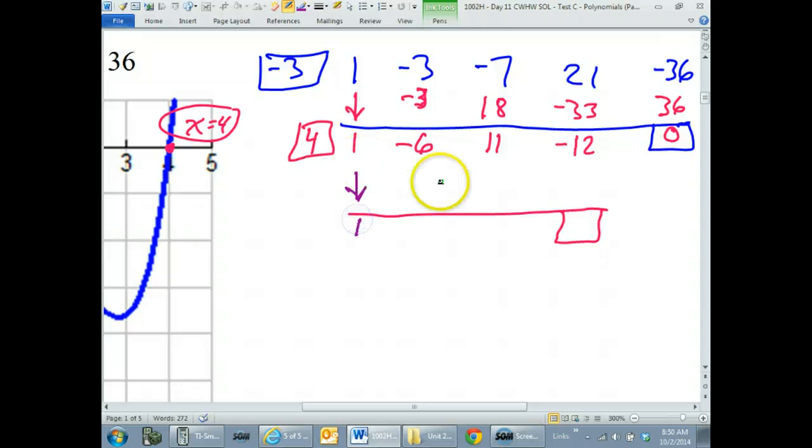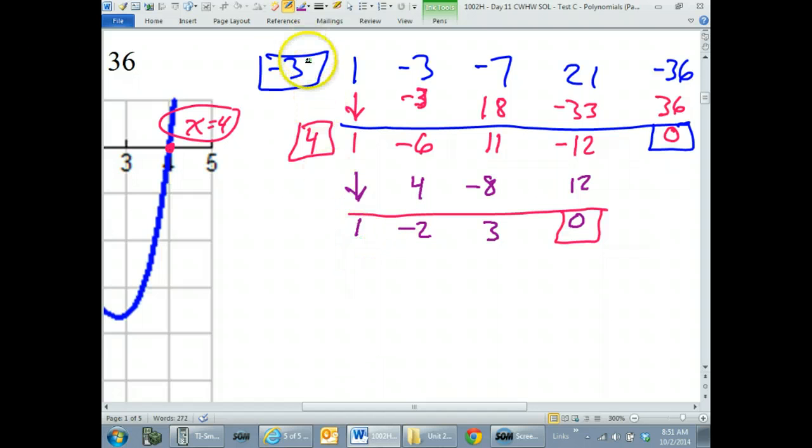Multiply, I get 4. Add, I get -2. Multiply, I get -8. Add, I get 3. Multiply, I get 12. Add, I get 0. Once you get down to 3, you're golden, because either you can factor it or you can use the quadratic formula. Either way, we'll get it.